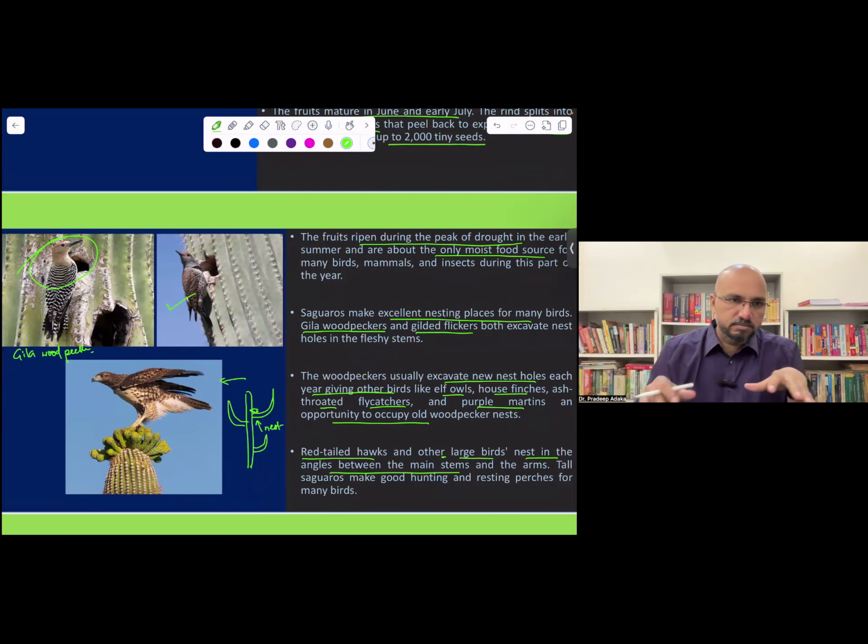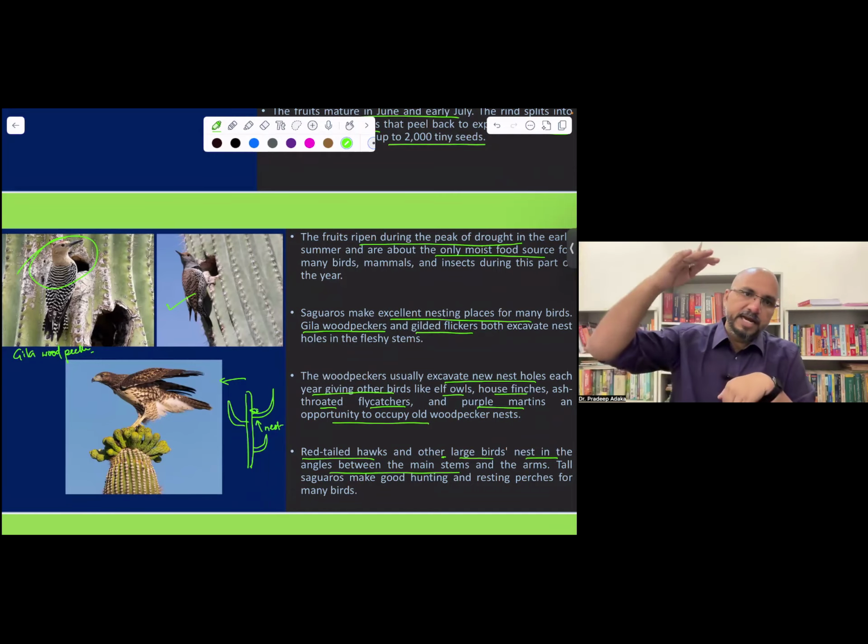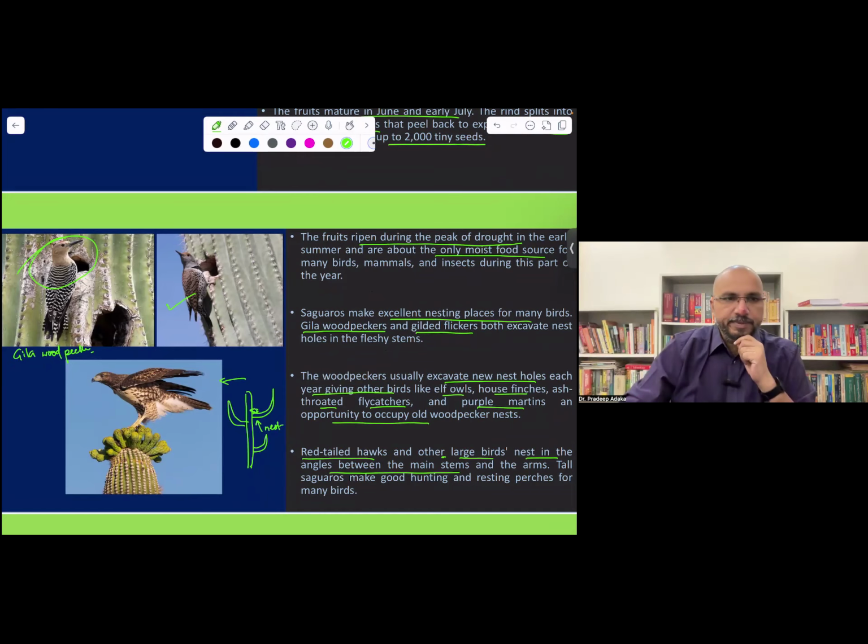And because these cactuses are a few meters high, it also serves as a platform for the birds of prey to observe the prey on the ground. So they make it very easy for them to search for the prey. So at an elevated position, at a height, the birds can sit and watch for the prey. They are nesting perches for many birds also.